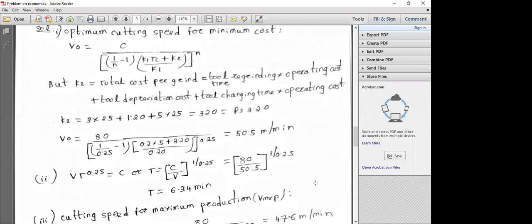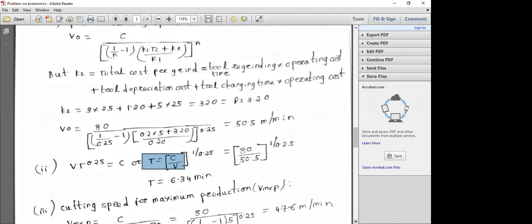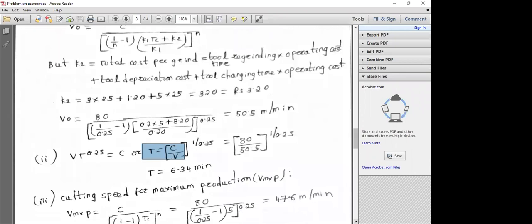According to Taylor's tool life equation, VT power n is equal to C, or T is equal to C by V, whole to the power of 1 by n. C is given as 80. Now you have calculated V naught, the optimum cutting speed for minimum cost. If you calculate that wrong, the second part you will also get wrong. So carefully observe whatever parameters are given, and what the formula for K2 is. Sometimes K1 may not be given, but most of the time K1 is given.